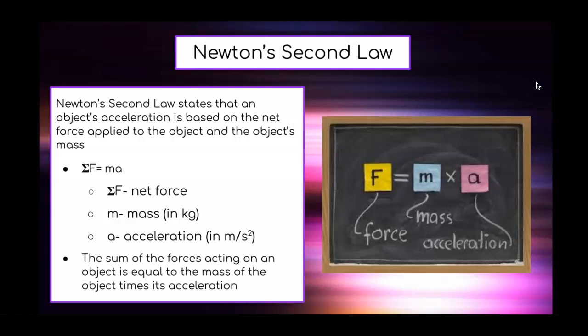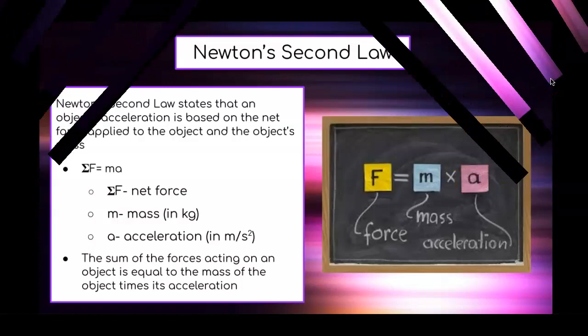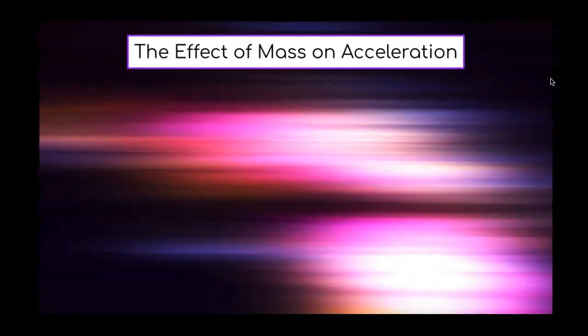This tells us that the sum of the forces acting on an object, we can also call that the net force, is equal to the mass of that object times its acceleration. You can see over here, again, that force is equal to mass times acceleration. Now let's break this down and talk about how each one of these variables, mass and force, affects an object's acceleration.